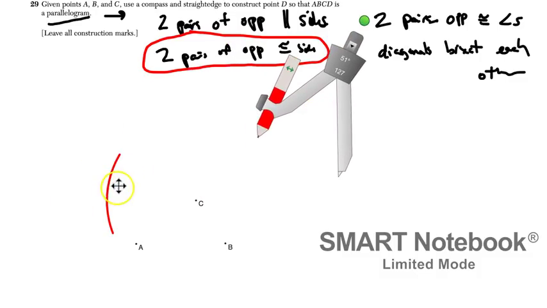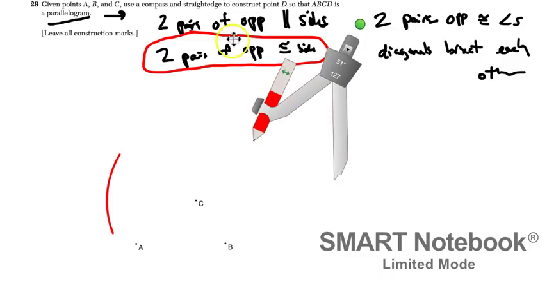But how do I narrow it down? Because there's so many options. There's infinitely many points in here. So how do I know precisely which point I'm looking for? Well, I know that it doesn't just have one pair of opposite congruent sides. It has two pairs. So we know that AB and DC have to be congruent, but so do BC and AD.